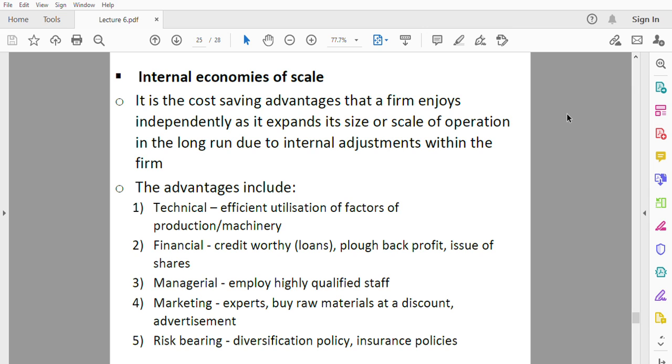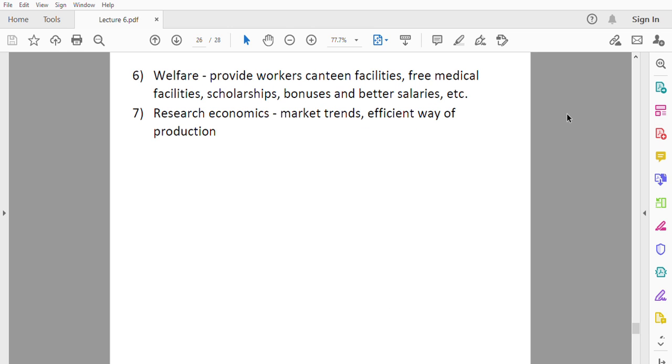So these are some advantages you enjoy, and they reduce your costs. They are called internal economies of scale. They are called internal economies of scale because it is you, the firm, that enjoys it independently as your scale of production expands.